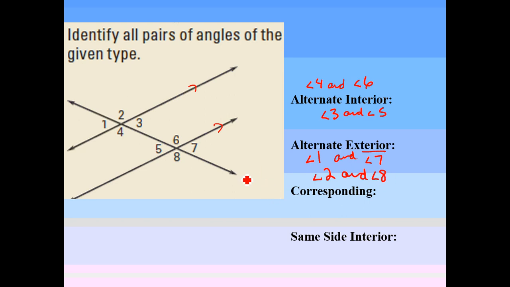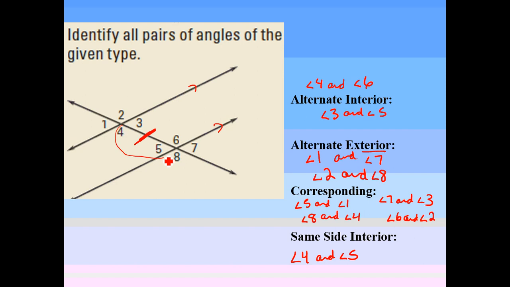Corresponding. So corresponding means that if I chop this right here and I take these and put them on top of these, it's the angles that match up. So angle 5 and angle 1, angle 8 and angle 4, angle 7 and angle 3, angle 6 and angle 2. And then same side interior. They have to be in between the two lines and they have to be on the same side of the transversal. So angle 4 and angle 5. Those two are same side interior, as well as 3 and 6 are same side interior.